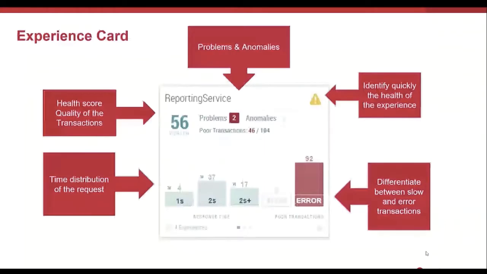Let's see the information provided by an Experience Card. A health score calculated considering the total of the transactions, the problems and the anomalies, and the response time breakdown of the transactions. We also have the number of slow transactions and the number of transactions with errors, and an icon to quickly understand the overall health status. To calculate this health status, we consider how red it is, which is the impact on the health.